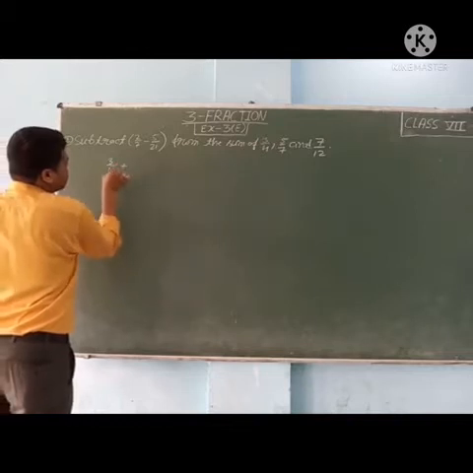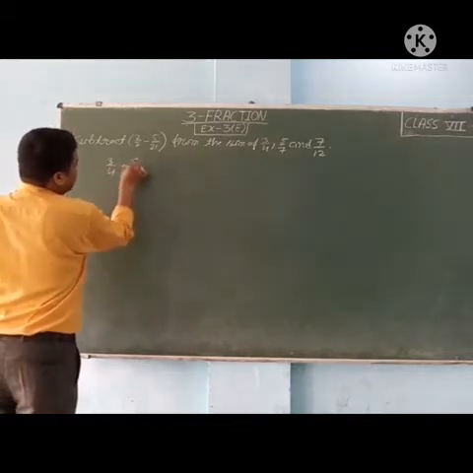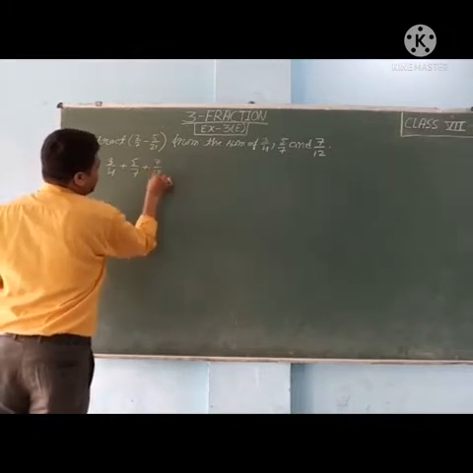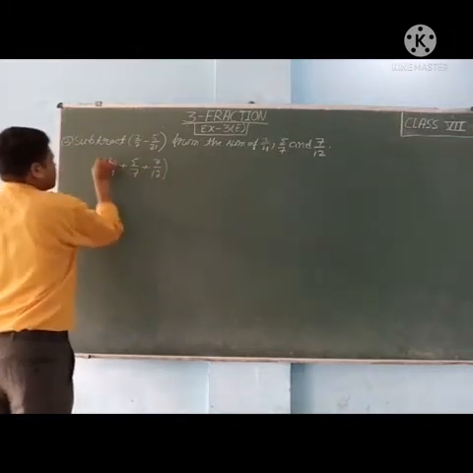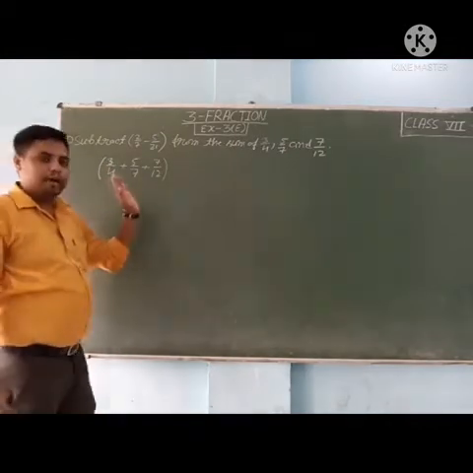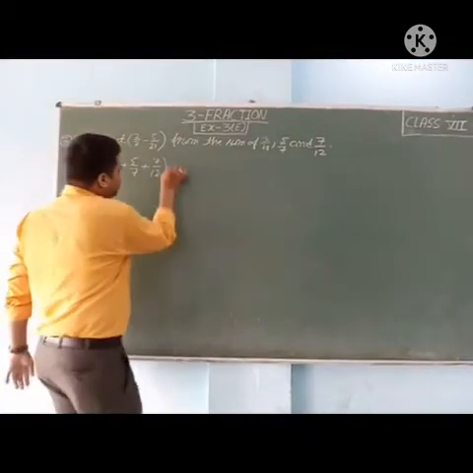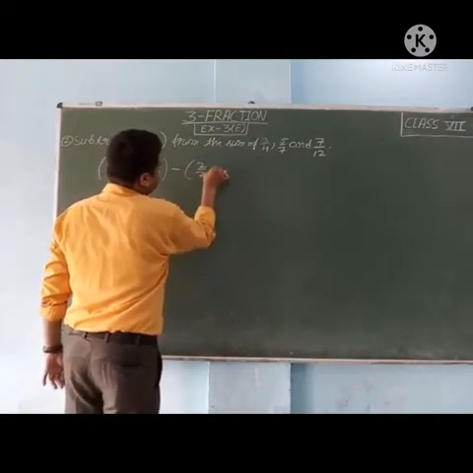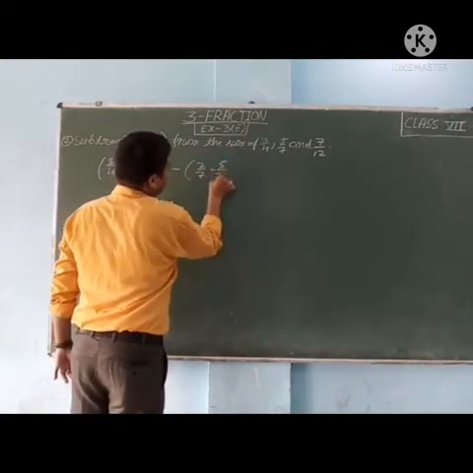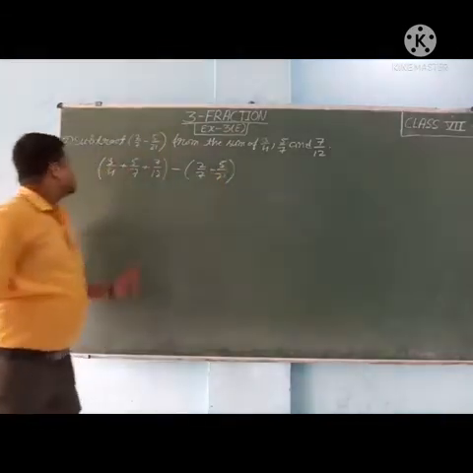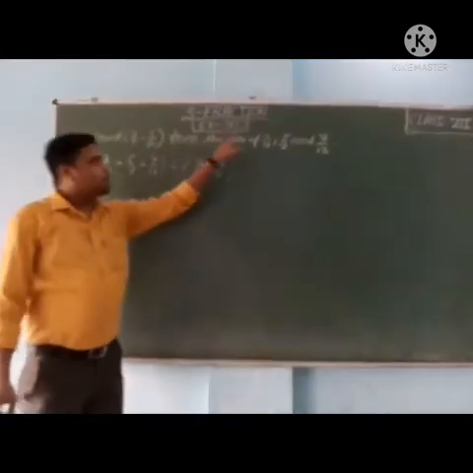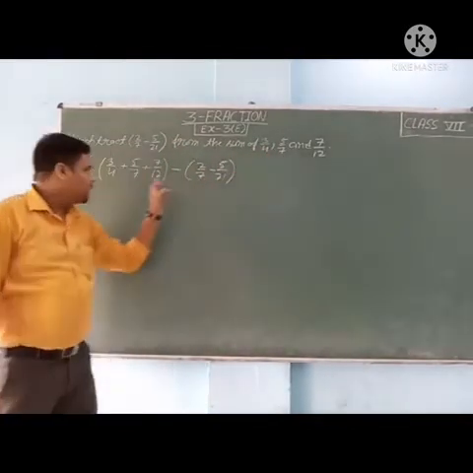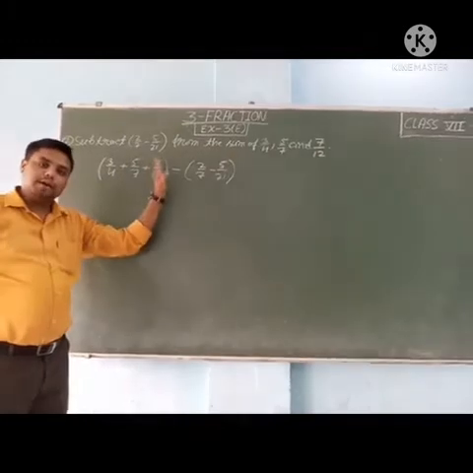3/4 plus 5/7 plus 7/12. We will take this sum inside the bracket. Then minus, because subtract 2/7 minus 5/21. Listen, subtract this from the sum of this. From is written, so we will write this sum first. So we have written this, and it will come inside the bracket.